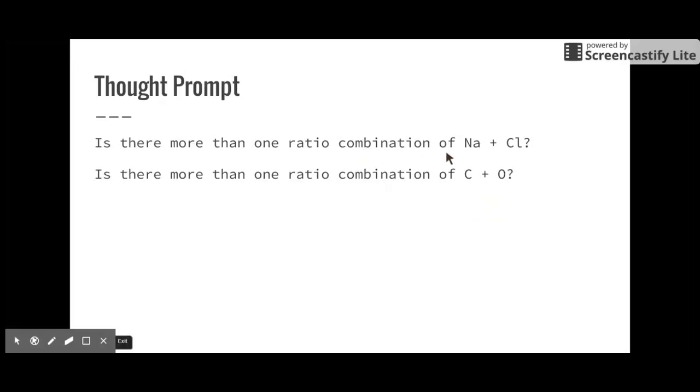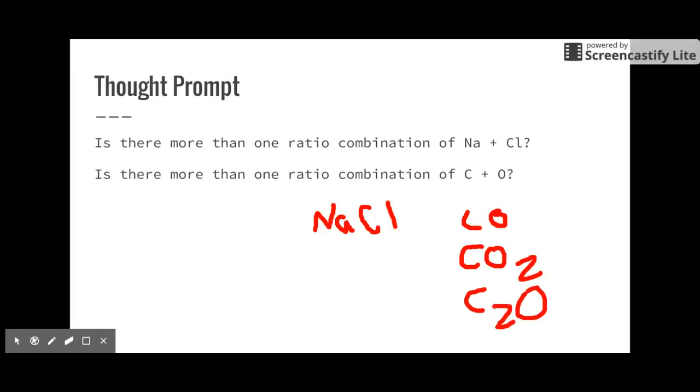Is there more than one ratio combination of NaCl? Well, just to answer it really quickly, no. Na and Cl can only come together like this, Na and Cl. The reason for that is because of their charge. The rule of zero charge kind of prevents them from doing anything else. They can only be Na with a +1 charge, Cl with a -1 charge, and their ratio is a 1-to-1. But how about C and O? Well, maybe you know that there's carbon monoxide, there's carbon dioxide, and there's also a bunch of other types of ways to combine this.